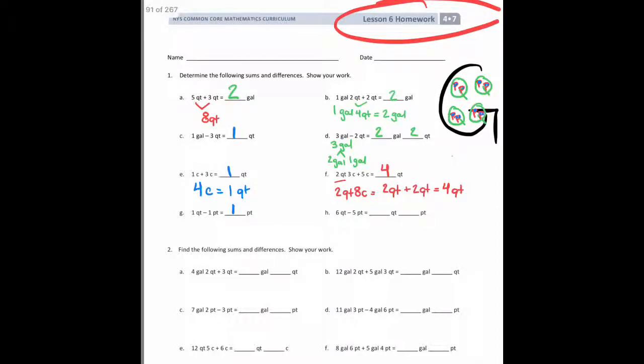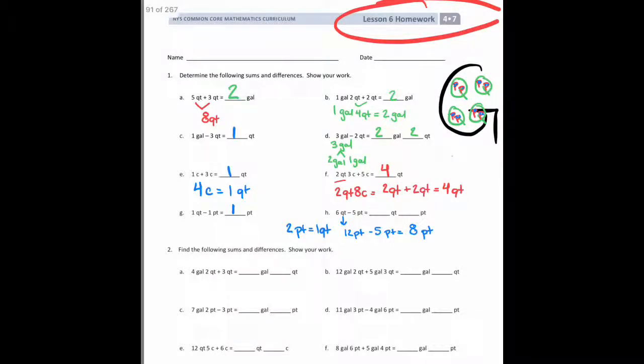In H, we have 6 quarts minus 5 pints. Well, that's going to be a little bit difficult to do, so let's think about it this way. 2 pints is a quart, right? So 6 quarts is the same thing as 12 pints. If I take away those 5 pints, then I'll get 8 pints left.